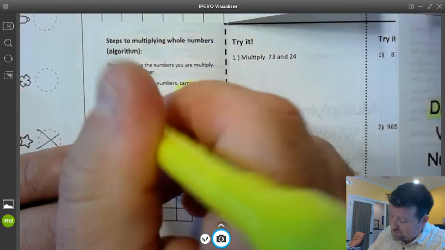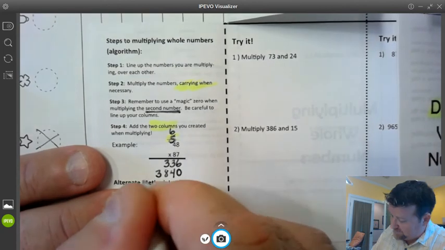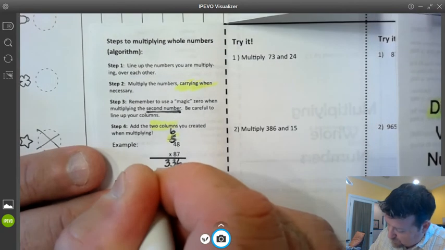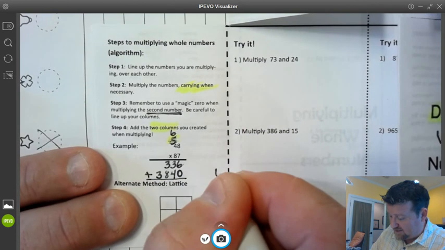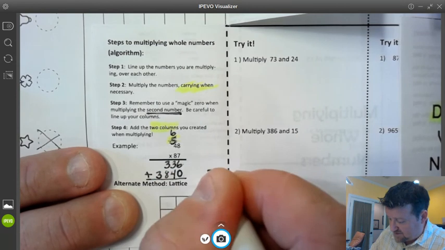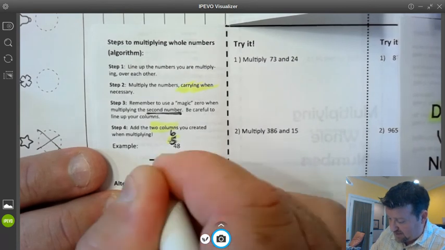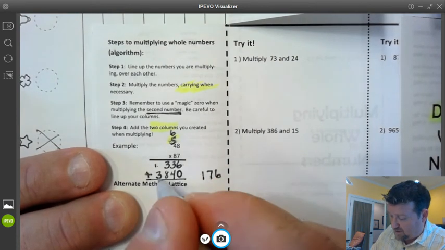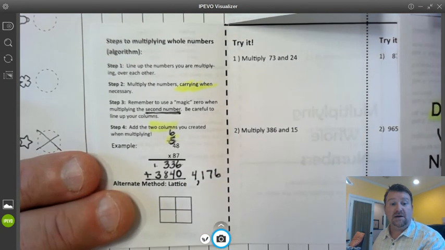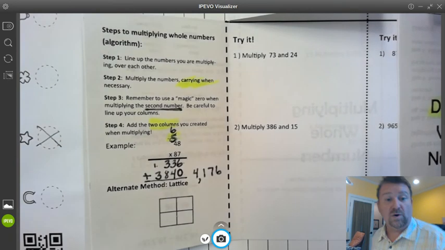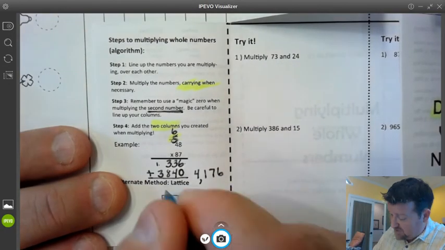The final step is we find the sum. We add these two columns together to find the sum. So the sum of this will give us our total product. 6 plus 0 is 6. 3 plus 4 is 7. 8 plus 3 is 11. Carry my 1. And 1 plus 3 is 4. So the final product of those two numbers is 4,176.